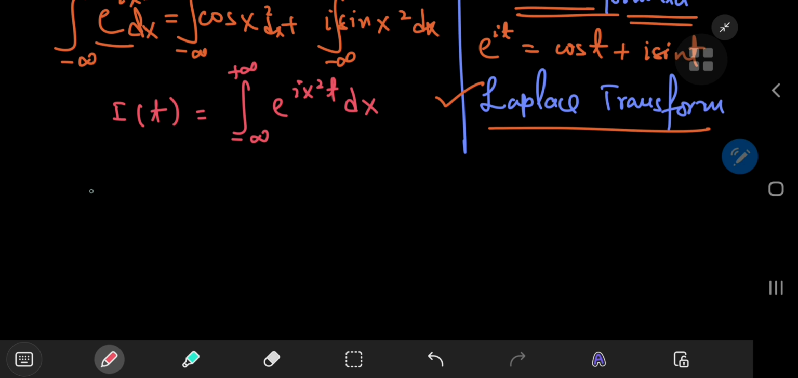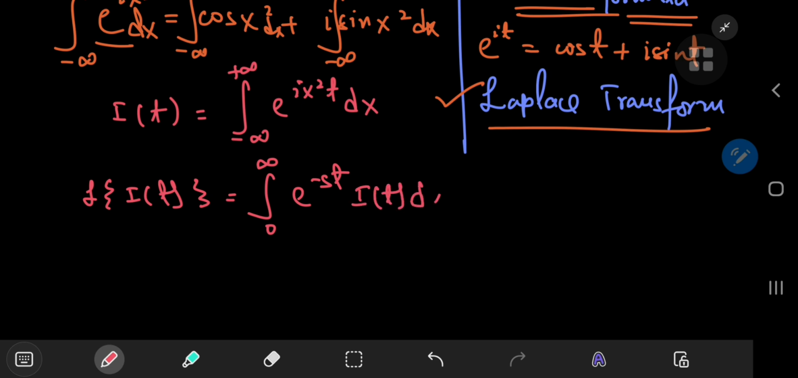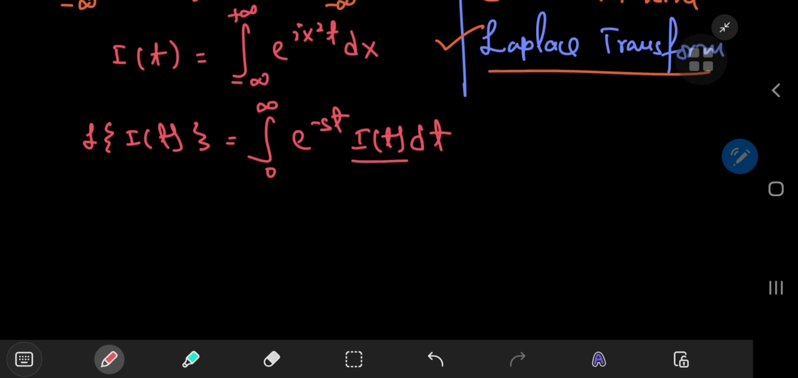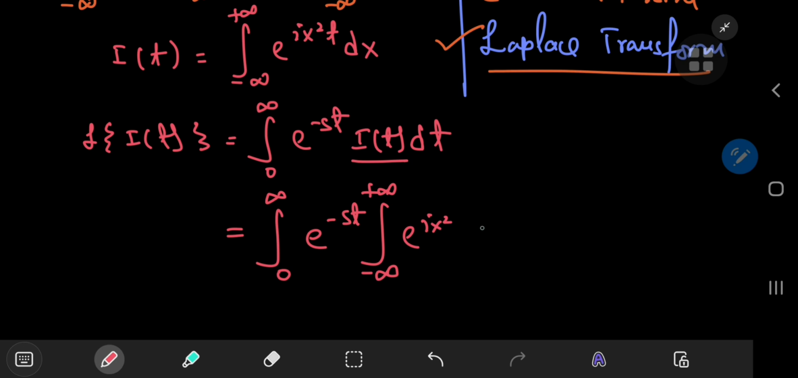And now to apply the Laplace transform to the function I of t. Now the Laplace transform equals the integral from 0 to infinity of e to the negative st times I of t, integration with respect to this parameter t. Now expanding this function I of t in terms of its integral definition, we have the integral from 0 to infinity of e to the negative st times the integral from negative to positive infinity of e to the ix squared t, integration with respect to x, and outside we have this integration with respect to t.